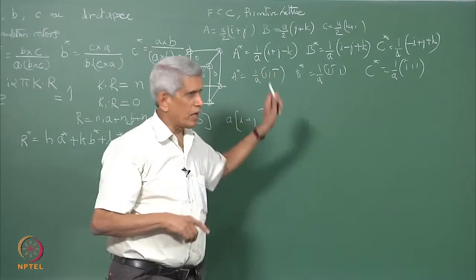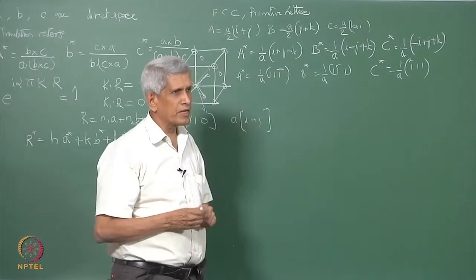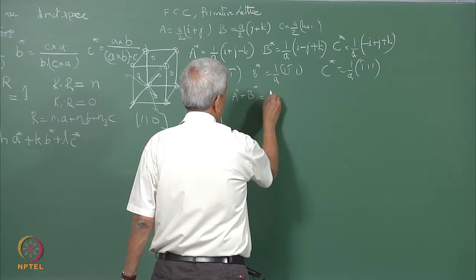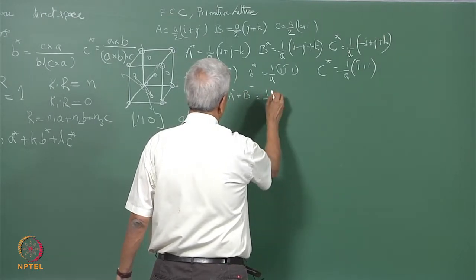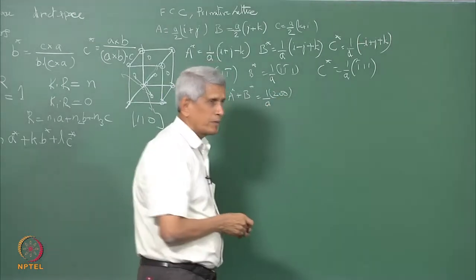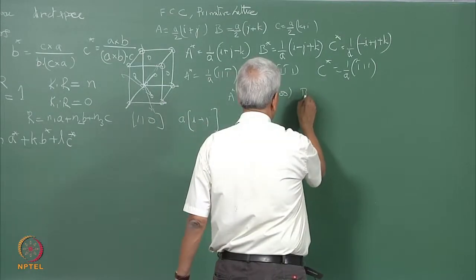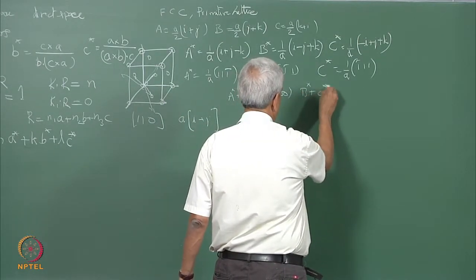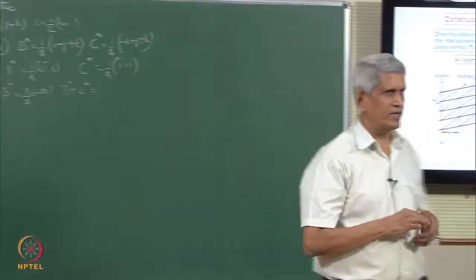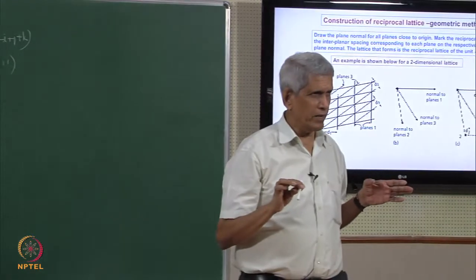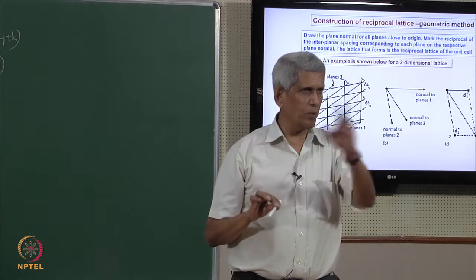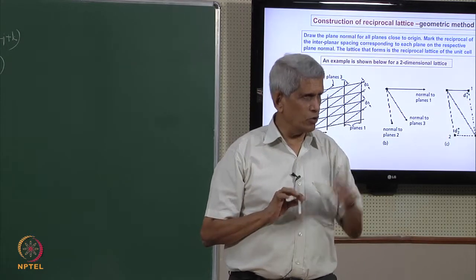If you do that, what will happen? You take A star plus B star, it will be 2 0 0, correct? Similarly, you can take B star plus C star, like this if you do, you find that the reciprocal lattice vectors which are there are 0 2 0 and the other one will turn out to be 0 0 2.